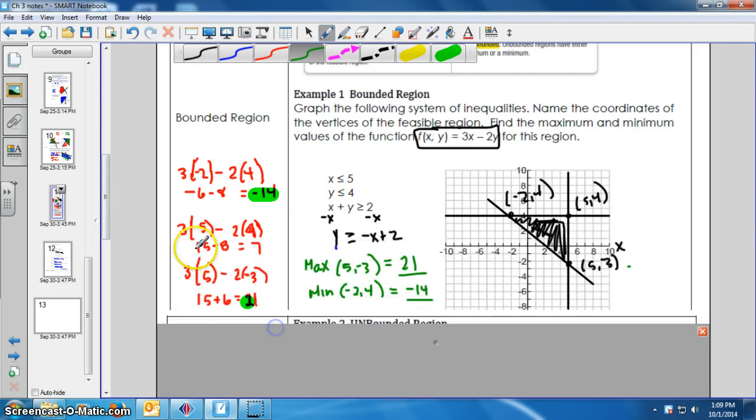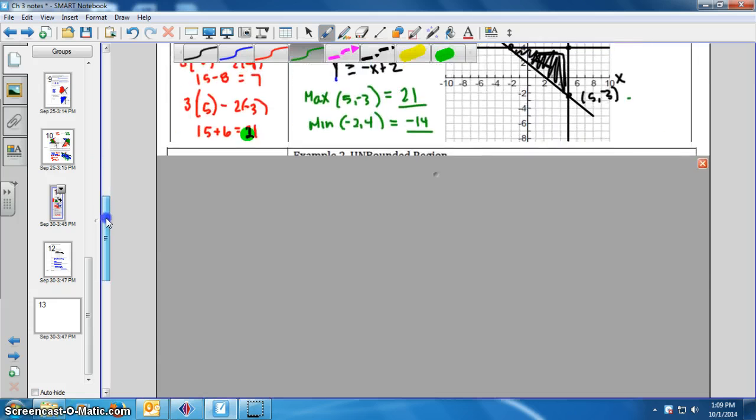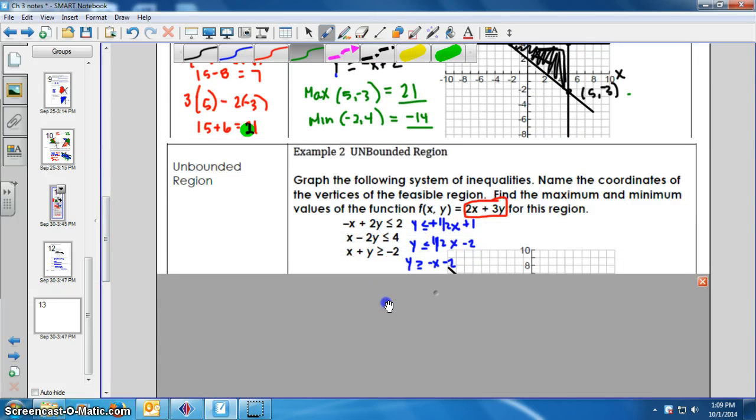Alrighty, so let's look at that next example. So here, if you haven't graphed it, here are your 3 changed into slope-intercept form. If you needed help with that, get those down, pause, and then graph them.